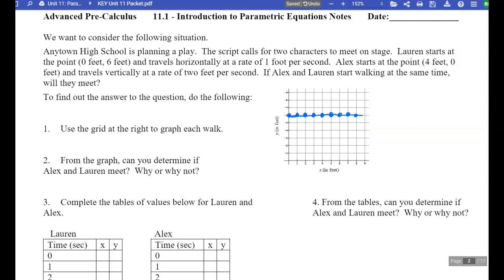Then Alex starts at 4, 0, and he travels vertically 2 feet per second. So instead of just going up 1, I'm going to be going up 2 per each second, like so.